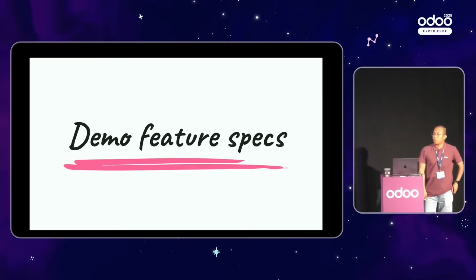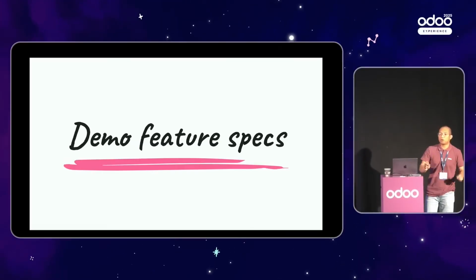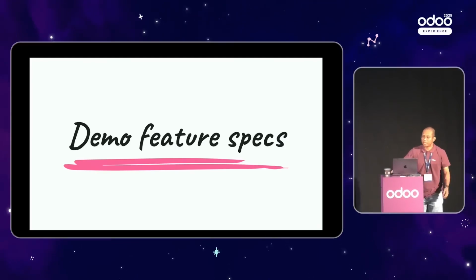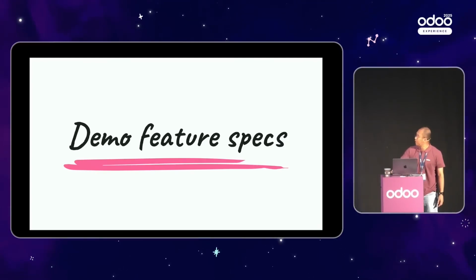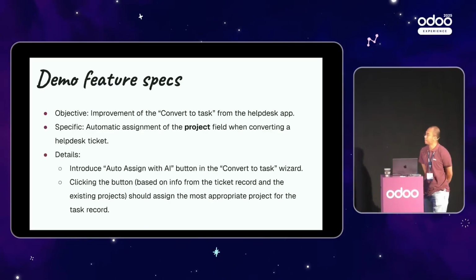Okay. So we'll be doing some live code, quote unquote, because I'm not typing it. I'll be checking out different commits. But first, we'll describe the feature we're going to implement.